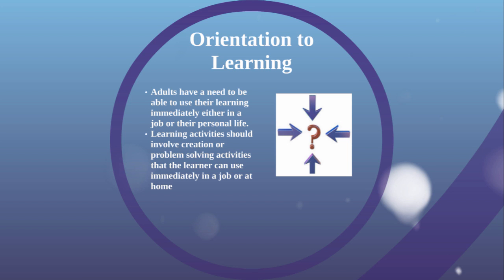The fourth assumption is the orientation to learning. Children learn, again, because they are told this is what you need to know, and usually their reasons for needing to know are things like, that's in this book, in this chapter, or this is the topic that the teacher is discussing now. Adults need to be able to use their learning immediately, so whatever they learn needs to have a practical application. This is why problem-solving activities or things that they can take back to their job or to their home immediately and use are the best kind of activities for adult learning.